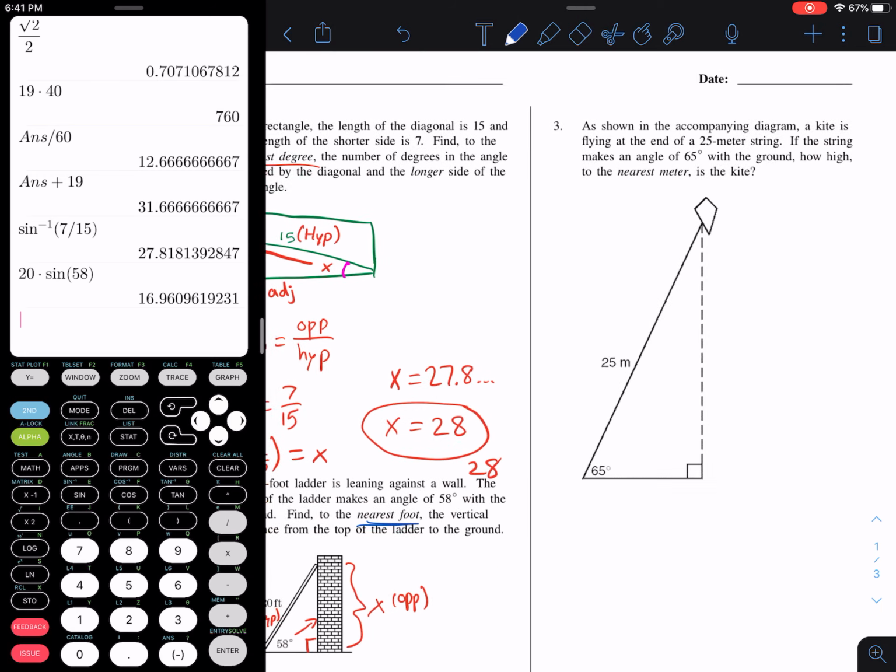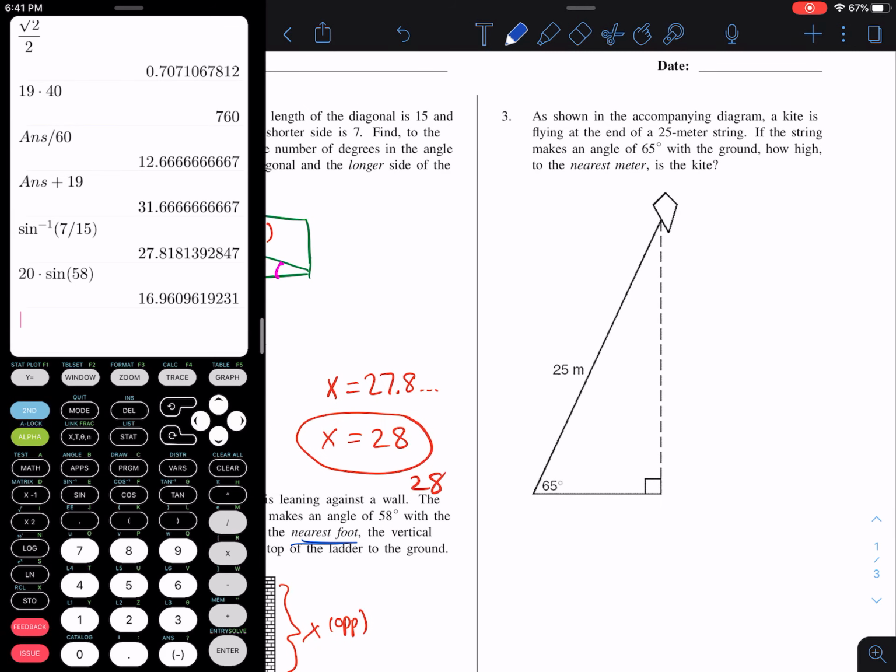Okay, so as shown in the accompanying diagram, a kite is flying at the end of a 25-meter string. If the string makes an angle of 65 degrees with the ground, how high to the nearest meter is the kite? So that's our side x that we're going to label. So again, you start by labeling what sides you have. Well, across from our 90-degree angle is the hypotenuse. We always label that first. Opposite the angle, that's going to be our opposite side, and then clearly that side with no numbers is the adjacent. So we have here another sine example.